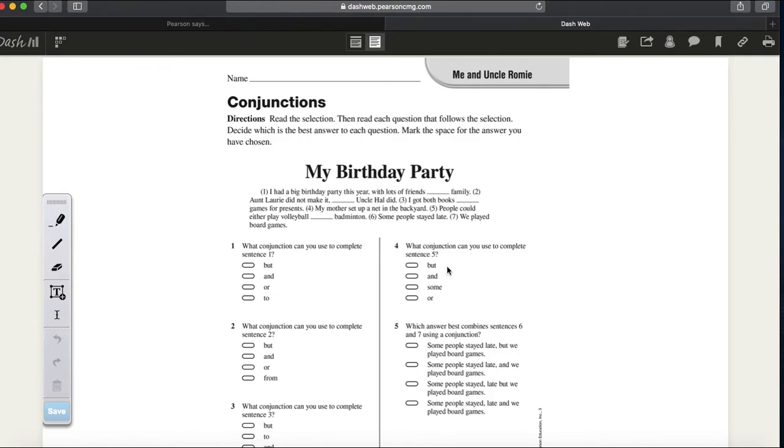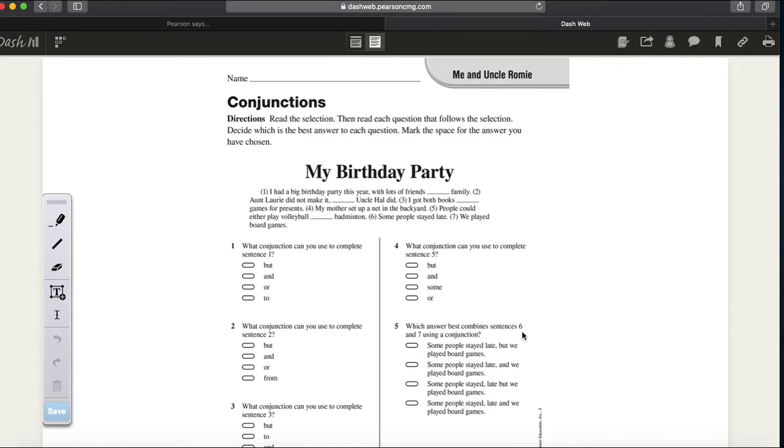Sentence number 5. People could either play volleyball, badminton. So here, which one am I using? Am I choosing or adding information or showing difference? People could either play volleyball or badminton. So I'm choosing. So which conjunction am I going to be using? Or. Excellent.